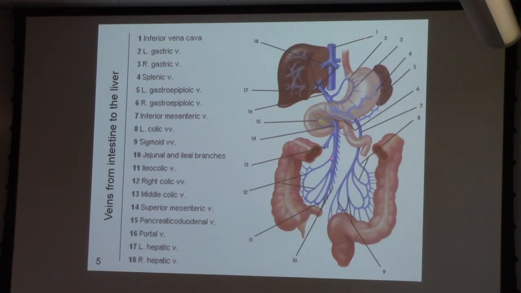So 14 is superior mesenteric. 15, we decided we're not interested in pancreatoduodenal. So what did I call it? Gastroduodenal? They call it pancreatoduodenal. We're not going to worry about it. 16 is portal. That's important. And the left and the right hepatic veins. That's important. Is it clear what's important and what's not on a figure like this?